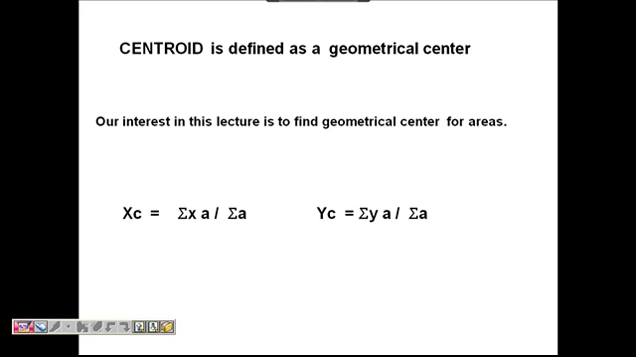For this purpose, we are going to use these two formulas. The first formula says xc, that is the x coordinate of the centroid, is equal to sigma xa upon sigma a. The second formula says yc is equal to sigma ya upon sigma a. yc is the y coordinate of the centroid. Now, what exactly this sigma xa and sigma ya are will be clear as soon as we proceed with the actual solving of a problem.